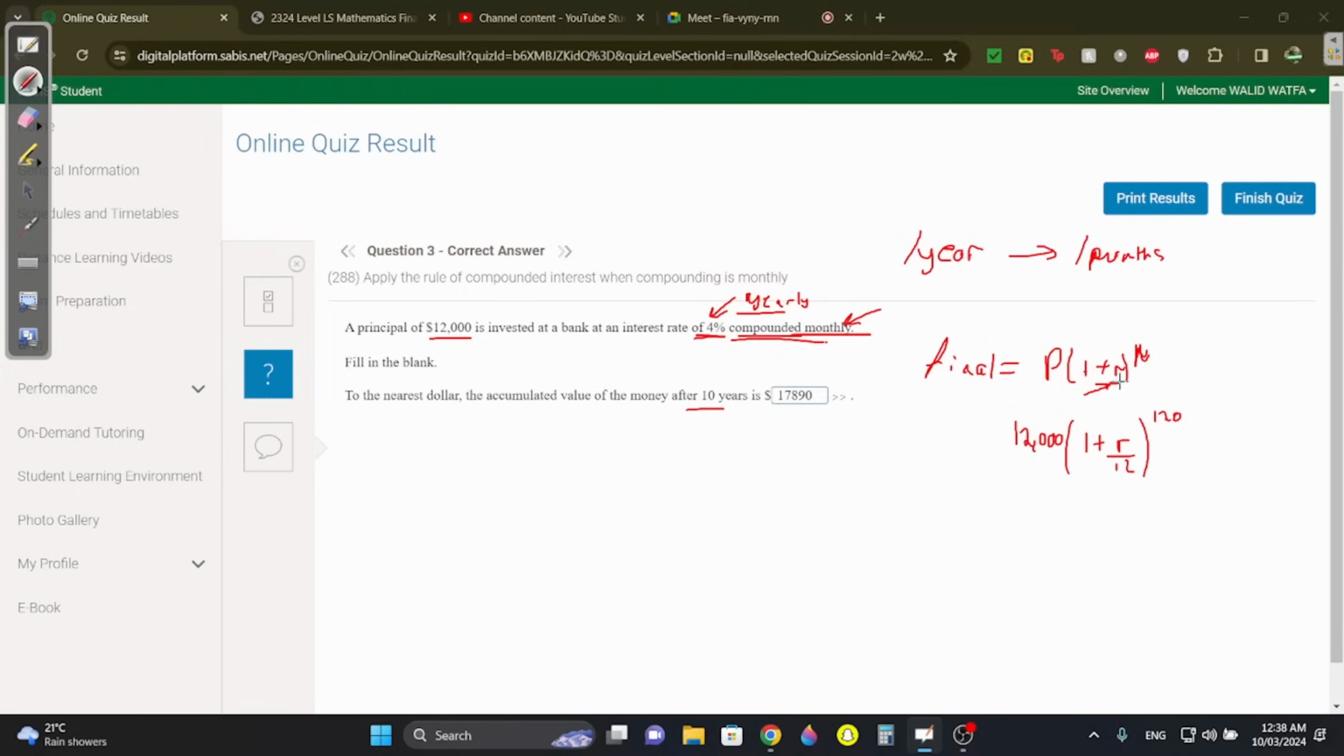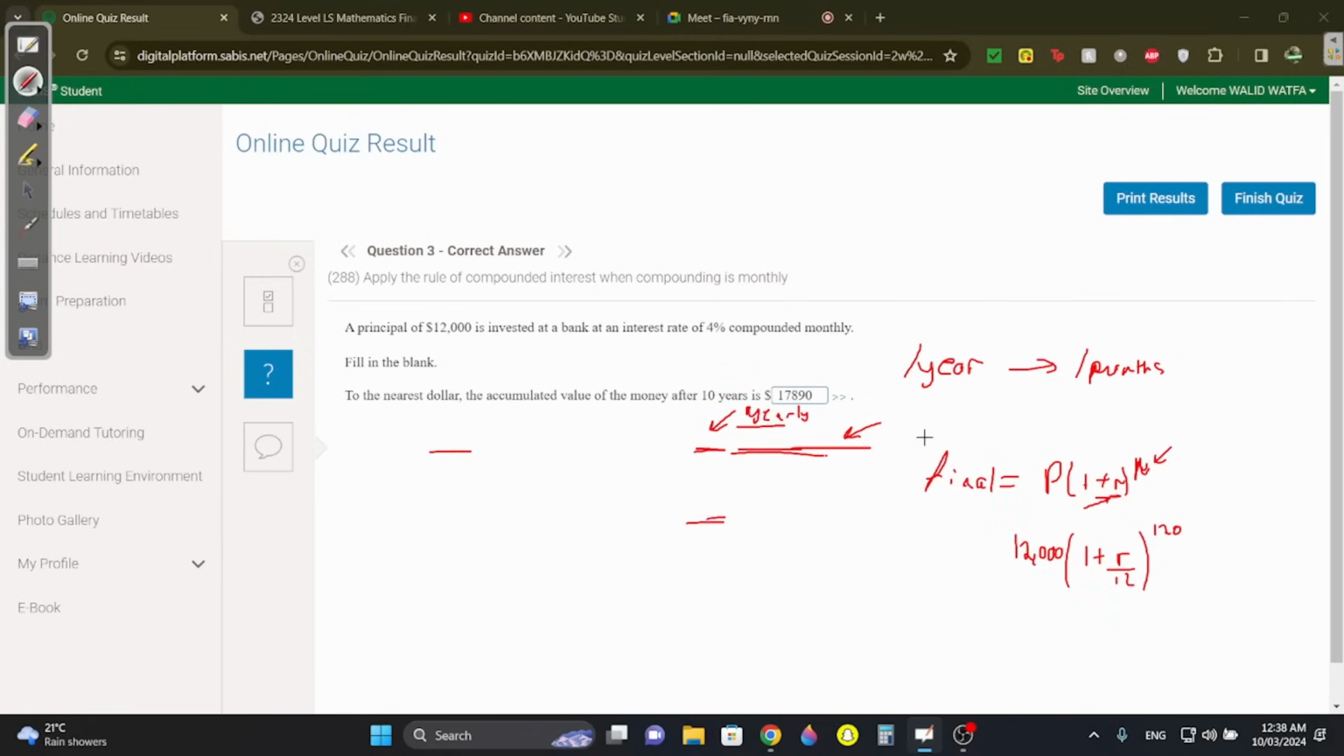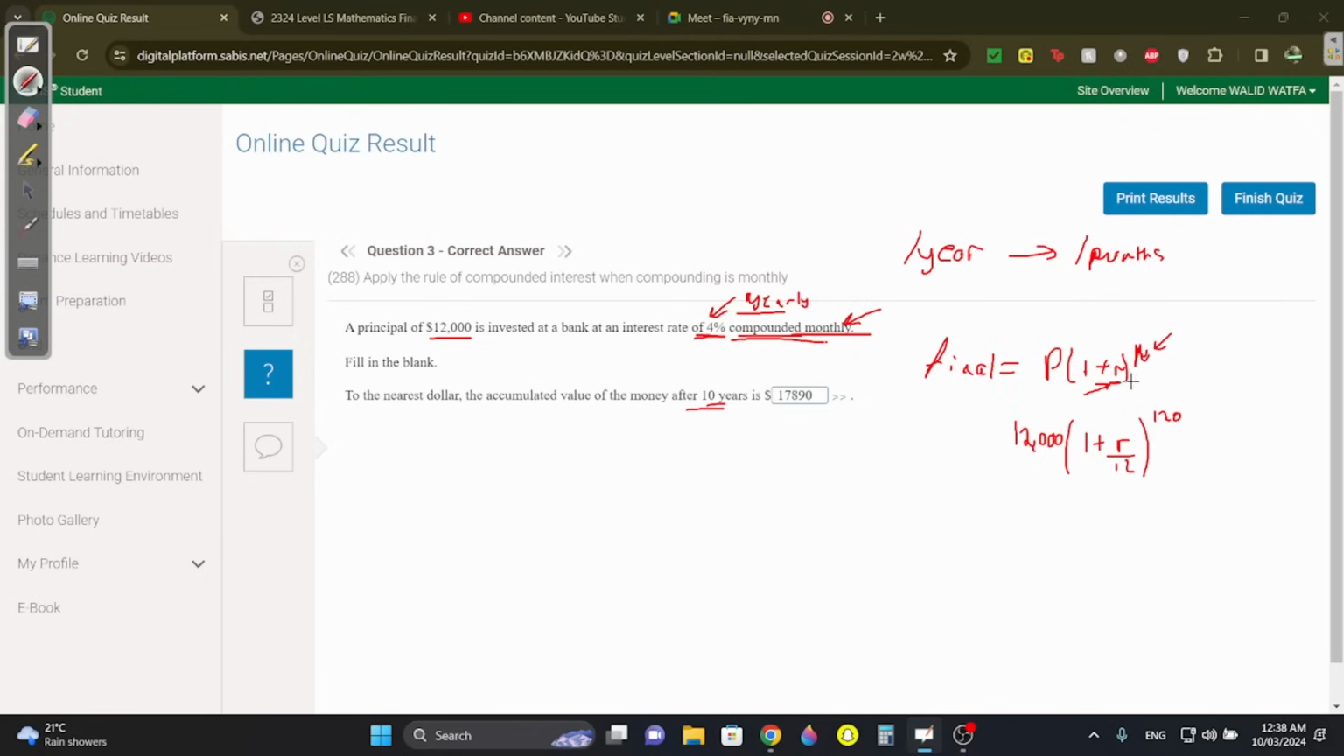However, when you're converting the time in years to the time in months, you multiply by 12, because there are 12 months in 1 year. It becomes 120. It's different. For the rate, you divide. For the actual power, you multiply. So R, we know, is 4%, 0.04. So 1 plus 0.04 over 12, to the power of 120.